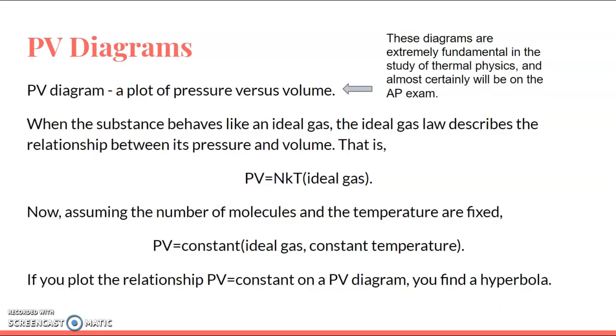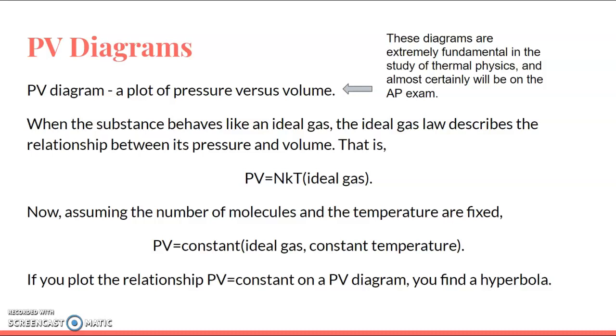Alright, so PV diagrams are diagrams of pressure versus volume. They're super important, very fundamental. Pretty much in this entire unit, PV diagrams are definitely going to be on the AP exam. So I'm going to introduce them now, but we're going to go into them in a bit more detail later this unit. If we have a substance that behaves like an ideal gas, we have the relationship PV equals NkT. Let's assume that the number of molecules and the temperature are fixed for whatever amount of gas we're dealing with. This means that PV is constant.